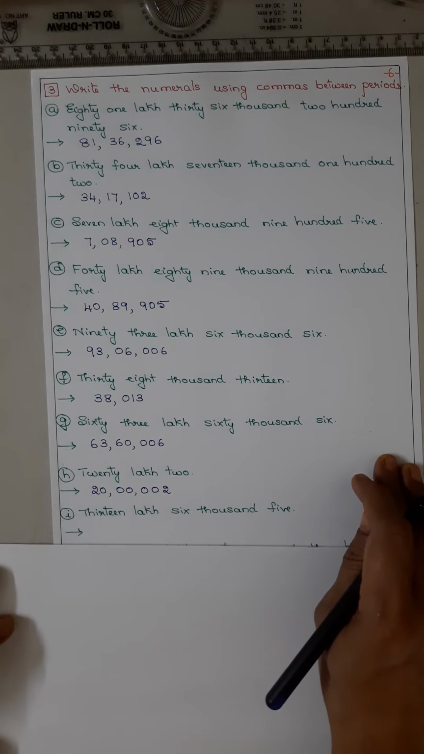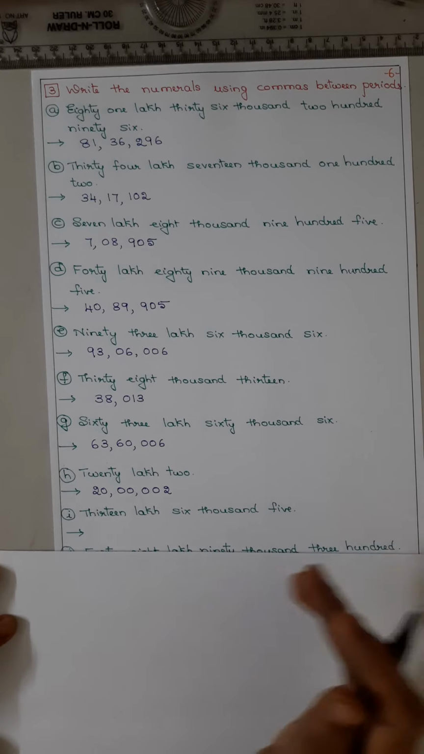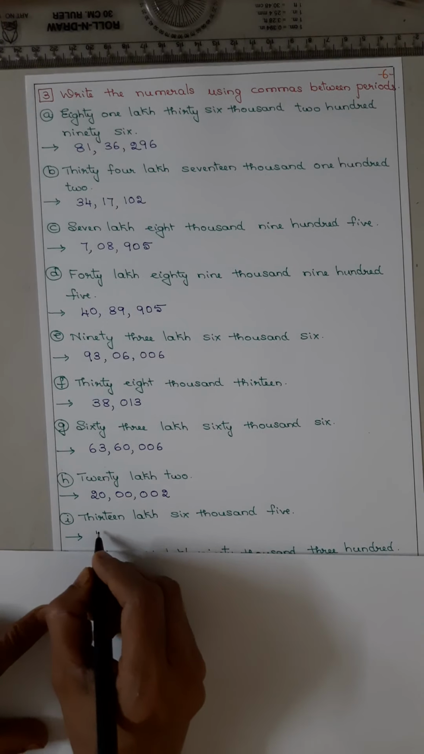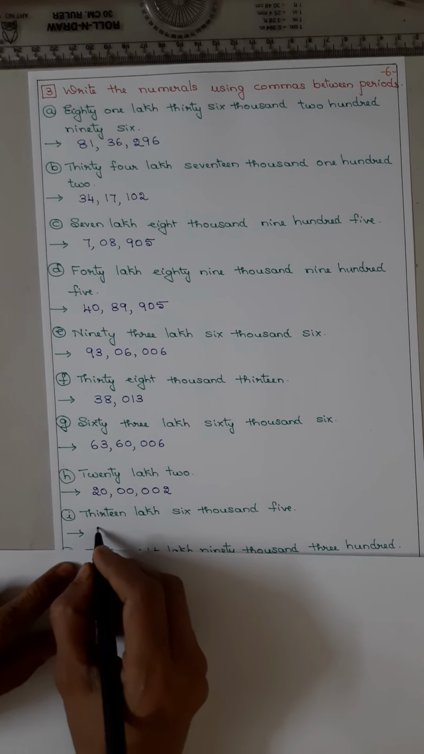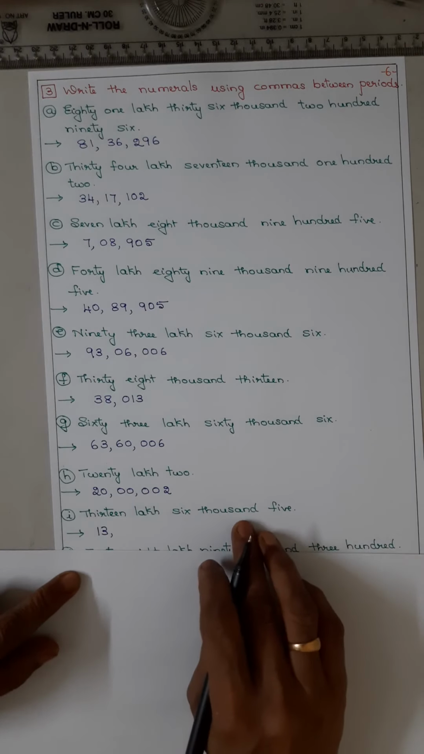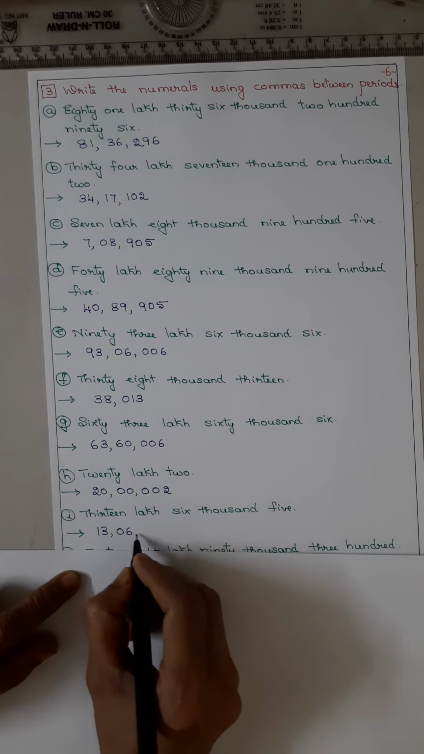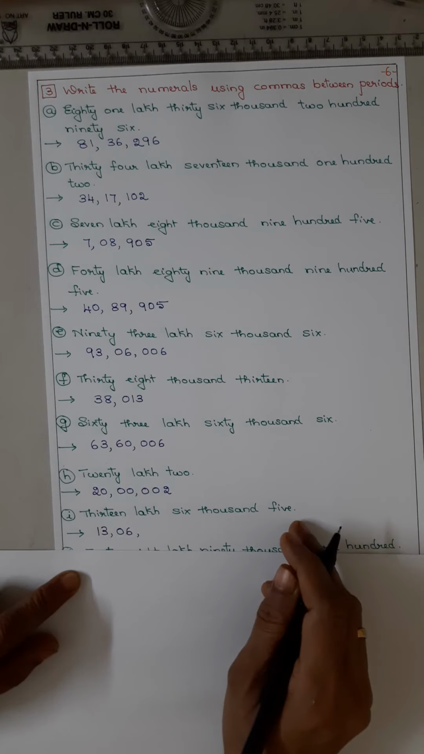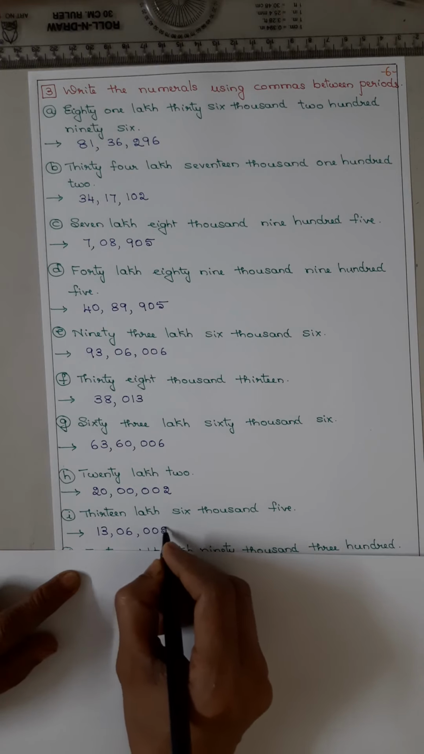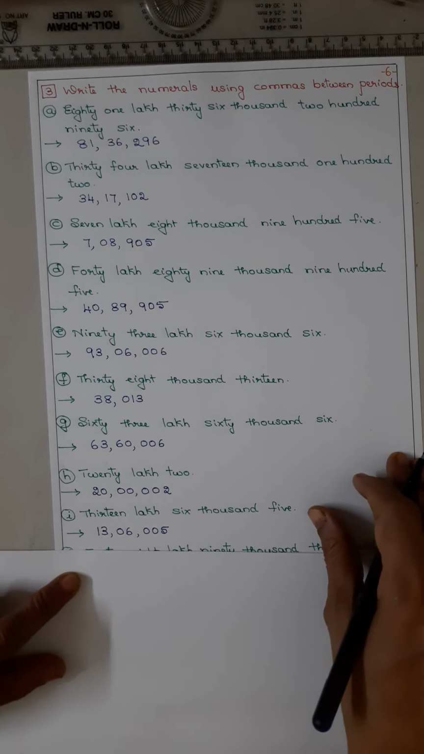Now coming to question number I, 13 lakh. 13 lakh. 13 comma 6,000. How do you write 6,000? 0, 6, 5. How do you write? 0, 0, 5. Why? Hundreds, tens, nothing is there.